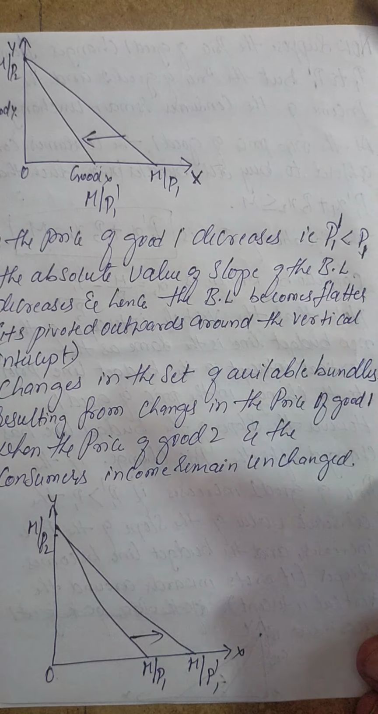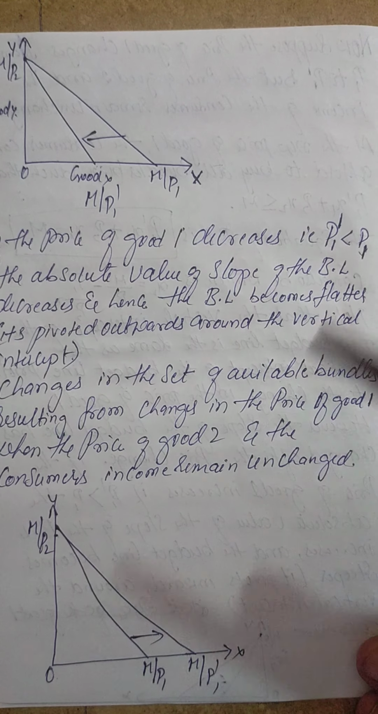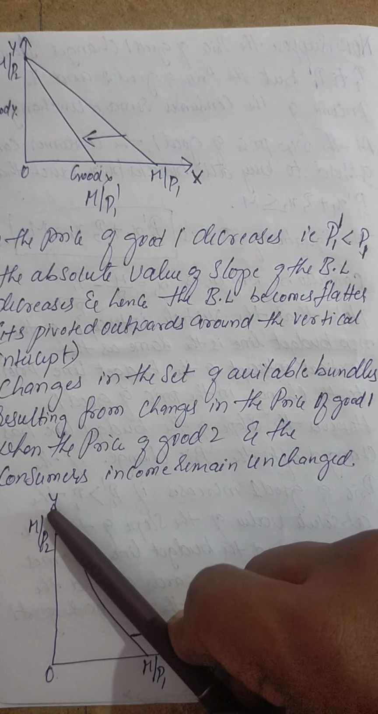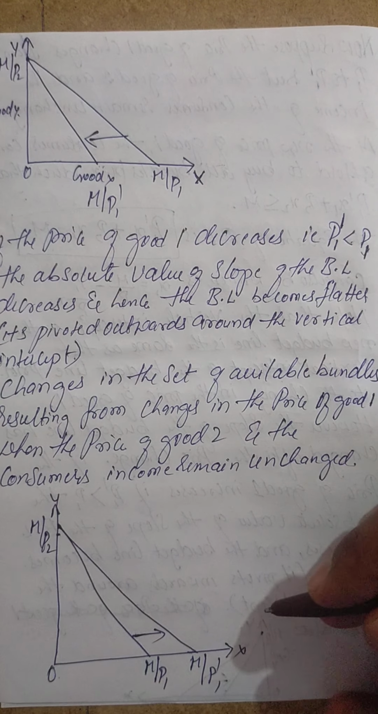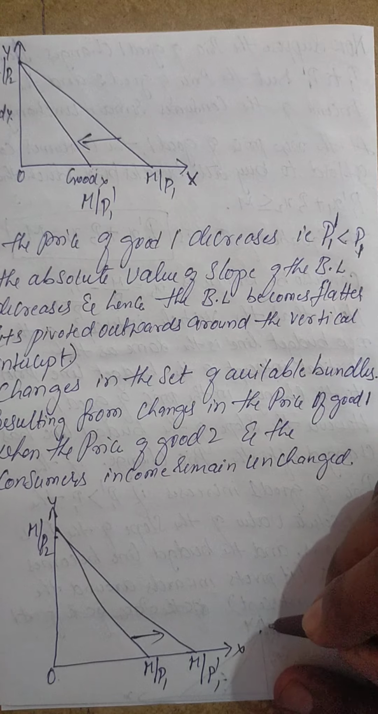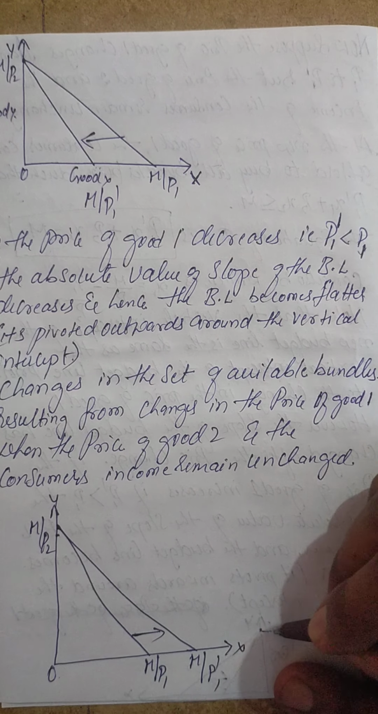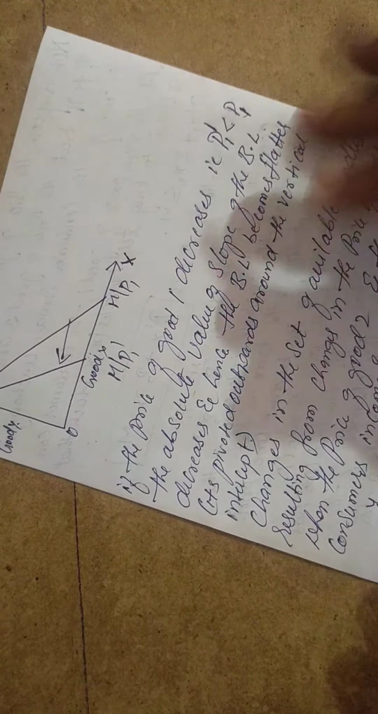There it was steeper, here it is flatter. Flatter means it becomes like this, more flat. So the budget line goes, once again I'll draw here. One second.